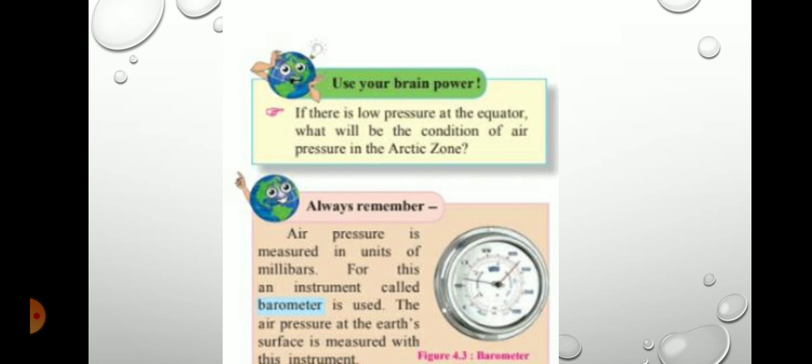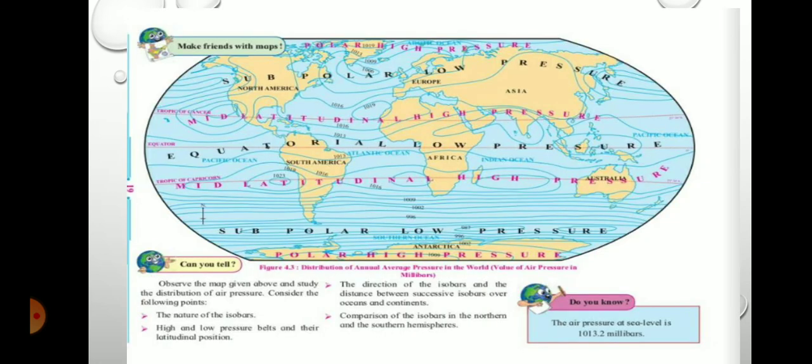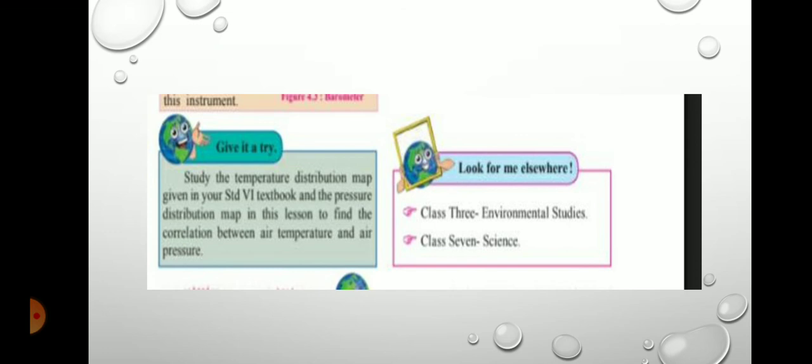I forgot to tell you one thing. Students, you can take a Xerox copy and stick it in your notebook and write answers to these questions. Okay, give it a try. Study the temperature distribution map given in your standard 6 textbook and the pressure distribution map in this lesson to find the correlation between air temperature and air pressure.